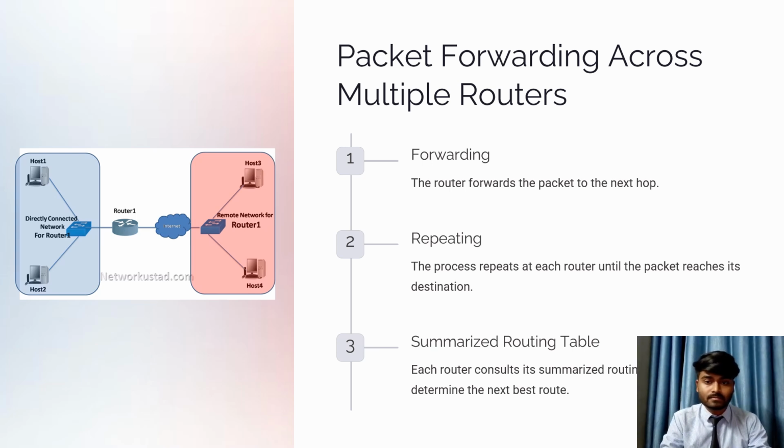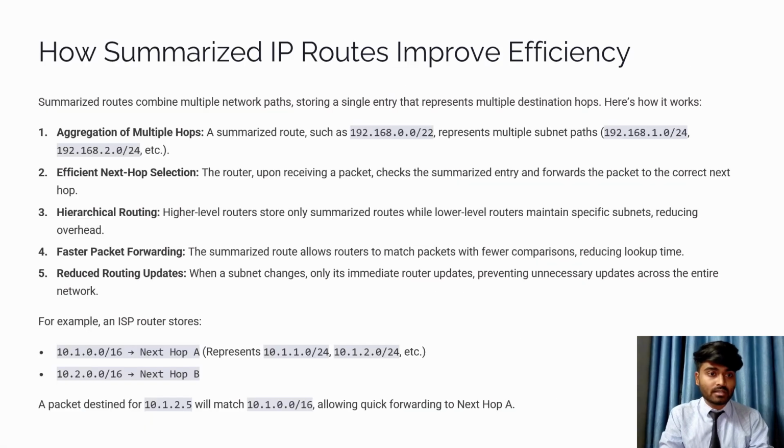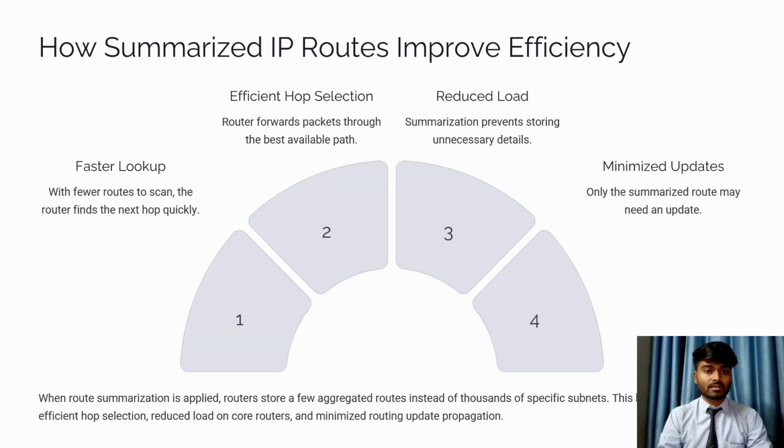For example, an ISP router stores an IP address, let's say 10.1.0.0/16, which could represent two subnets, two IP addresses that will be two hops. Let's go to the next slide. How summarized IP improves efficiency. So let's go to the next slide.